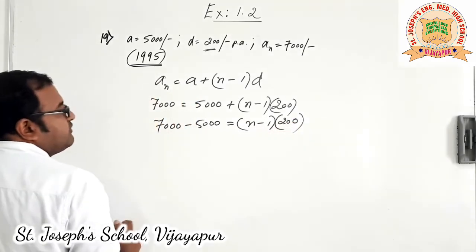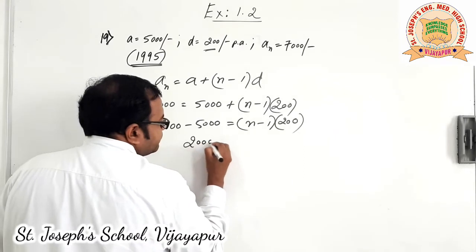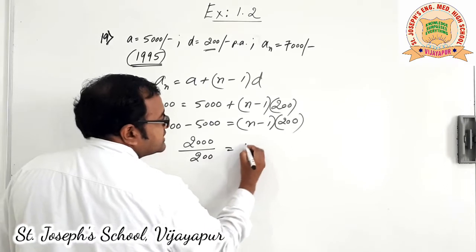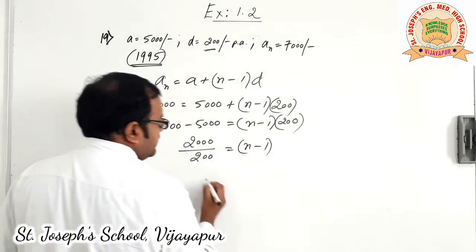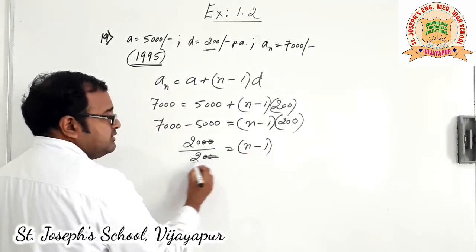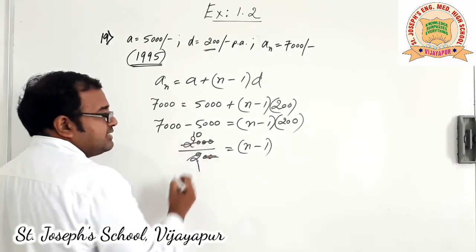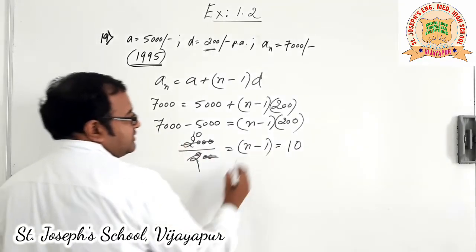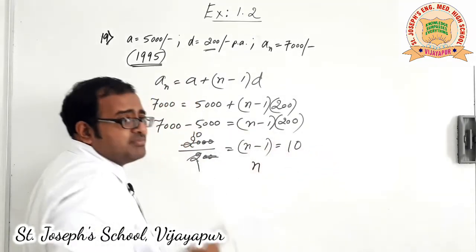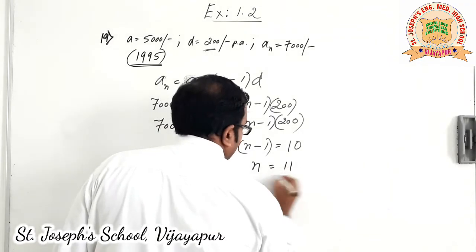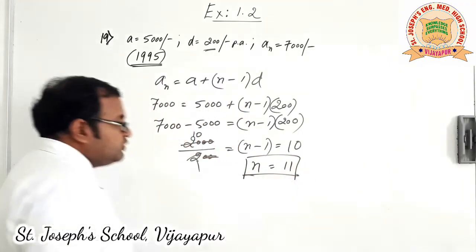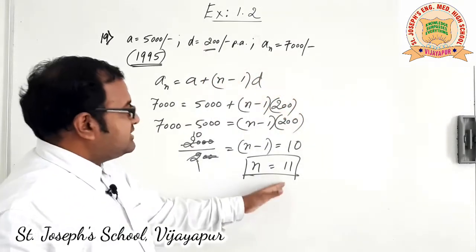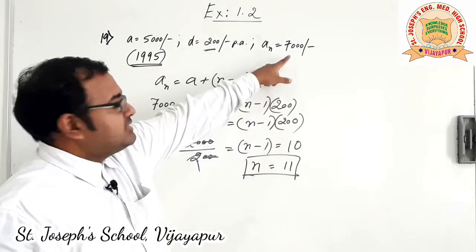Okay. 7,000 minus 5,000 is 2,000. Into 200 comes to the other side, becomes divided by 200. What is left out? n minus 1. 2 zeros cancel. 2 ones are 2, 2 tens are 20. Answer: n minus 1 is equal to 10. If n minus 1 is 10, then what is n? Minus 1 goes to the other side, becomes plus 1. Answer is 11. So we got n value. We know that the 11th term will be the last term and that is the place where he gets 7,000.